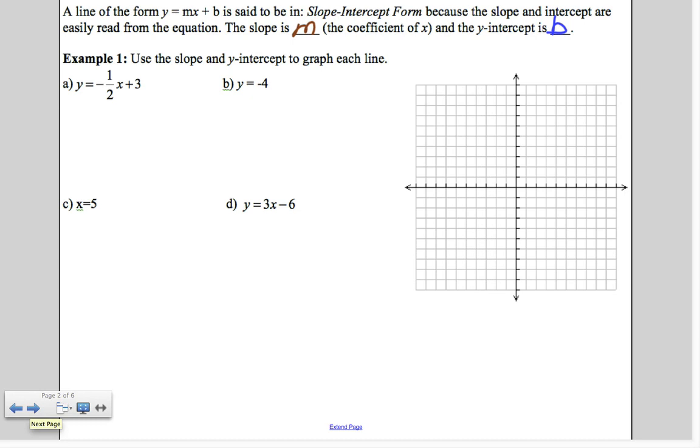Okay, so here in the first equation, example 1a, y is equal to -1/2 x plus 3. We're asked to state the slope and y-intercept and then graph it. Well, what's the slope? -1/2. Okay? And what's the y-intercept? 3.